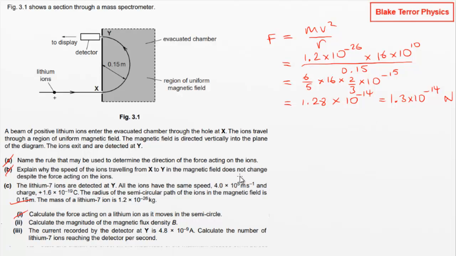Calculate the magnitude of the magnetic flux density B. So F is BQV for a moving charge. So we want to get that B is equal to 1.28 times 10 to the minus 14, that's our F, divided by Q, 1.6 times 10 to the minus 19, and then V was our 4 times 10 to the 5.